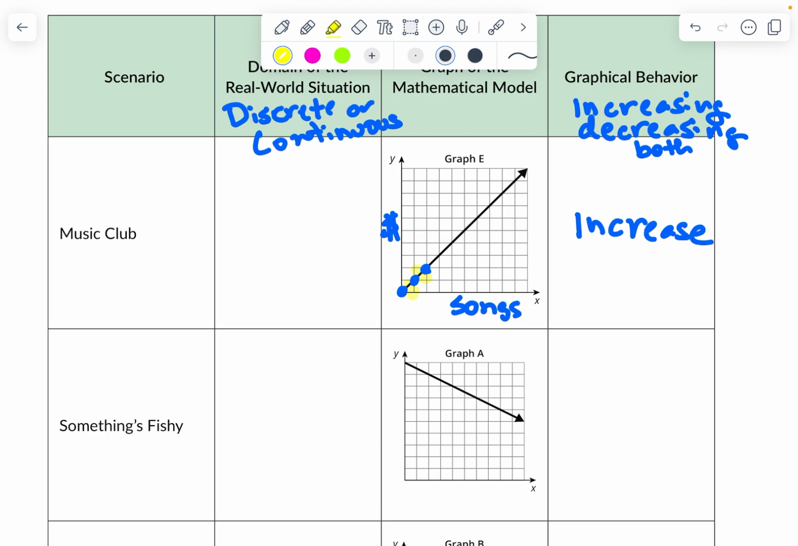You can buy 1 song, 2 songs, 3 songs. You can pay $1, $2, $3. There's no decimals in this problem. So really, this graph should have been drawn this way. It should have been drawn discrete. And really, I should just have the dots. So I'm putting dots in there for you to show that I can start at 0. You can't buy negative songs. I can start with 0 songs. And I can buy whole songs. And I can pay whole dollars. So this one should have been discrete.